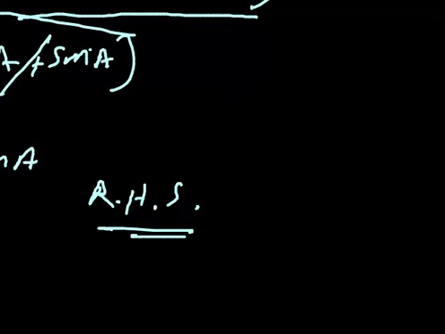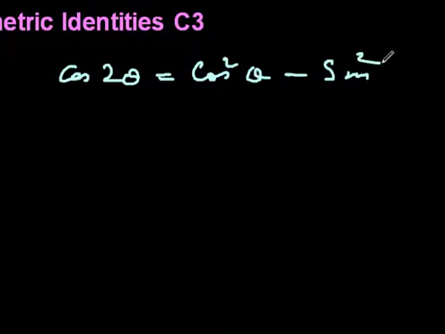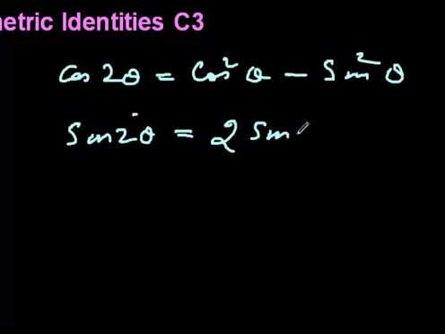If I go further on, I've got another question here. If you want to have a go, you can pause the video and try it first. This question involves two double angle formulas. We talked about cos 2 theta before, which is the difference of cos squared and sine squared. We also need to know the sine double angle formula, which is 2 sine of theta cos of theta.